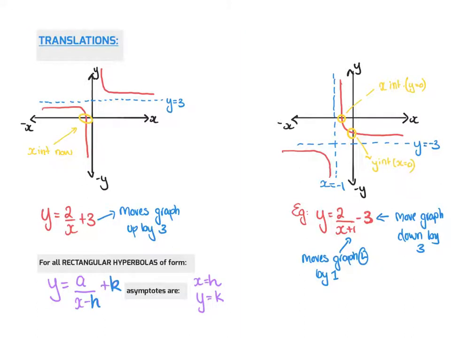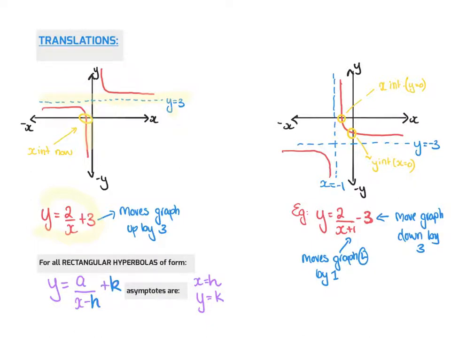With the next translation, we're moving the graph down here. We've got pretty much the basic graph, y = 2 over x plus 3. That plus 3 moves the y asymptote up by 3. So you can see up here, we've moved the y asymptote, and then we draw the new graph in, bounding onto that new y asymptote. And once again, we can see we get an x-intercept now.